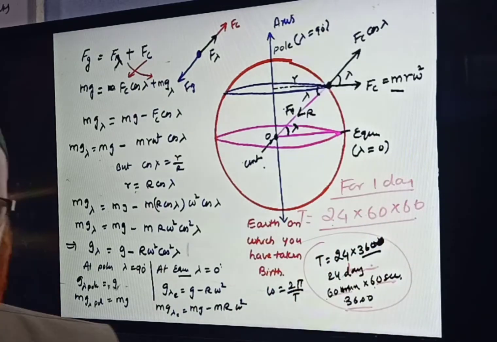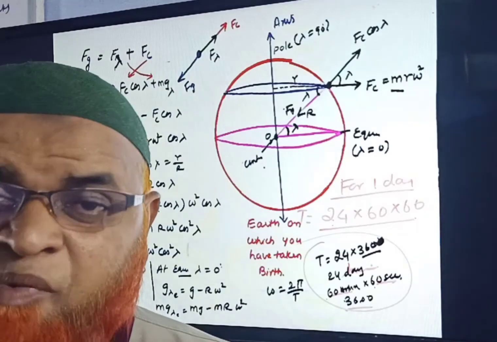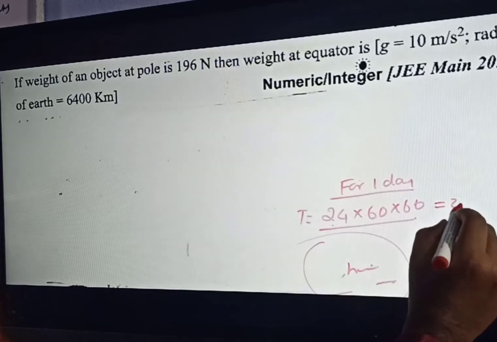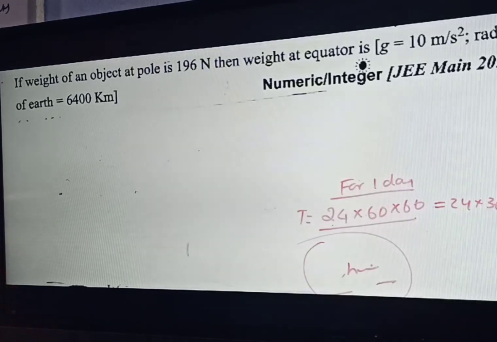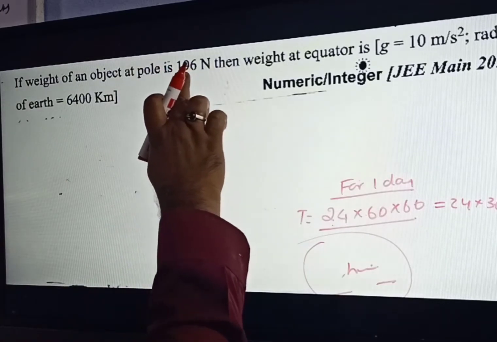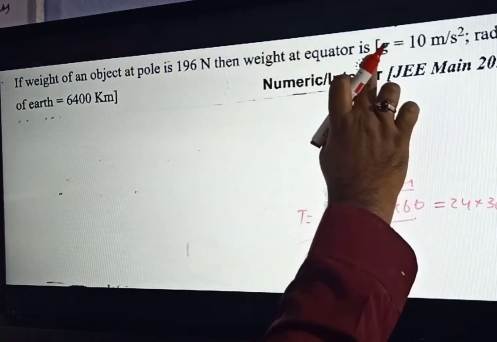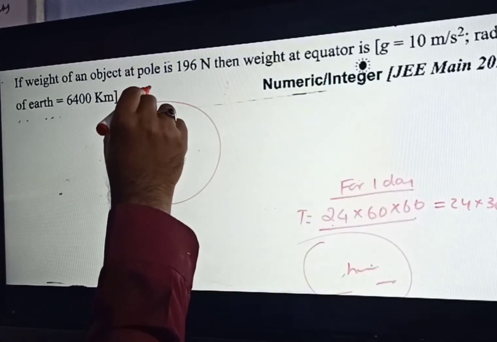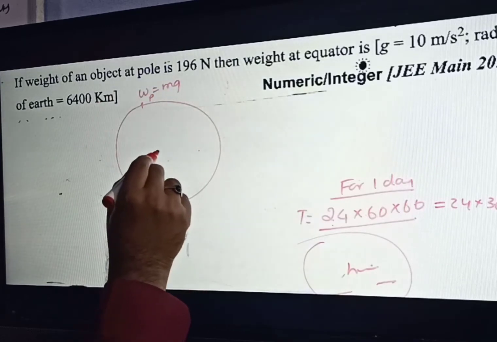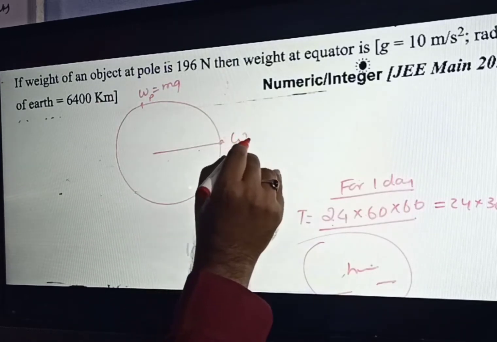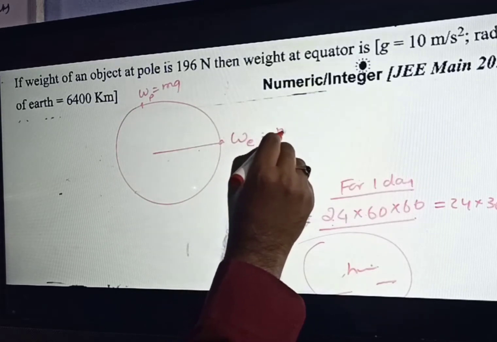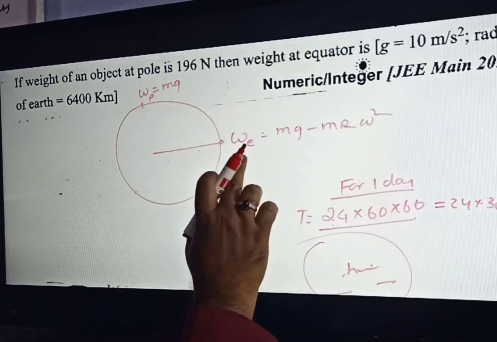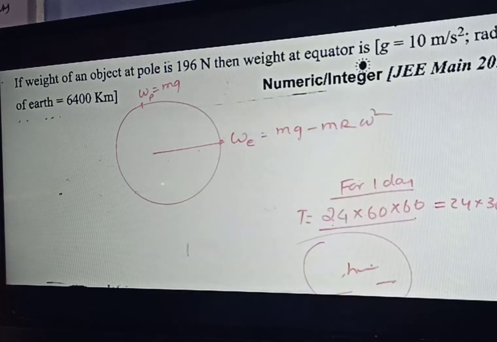After that, we will solve one previous year JEE Mains 2020 problem. This is going to be your problem. So this is going to become 24 into 3600. If the weight of an object at the poles is 196 newtons, then what is the weight of the object at the equator? Just now I told you, at the poles, weight will become mg, and at the equator, weight will become mg minus mR omega square.